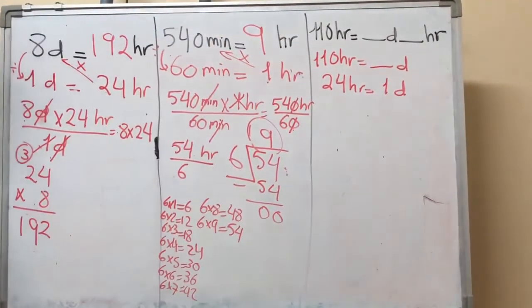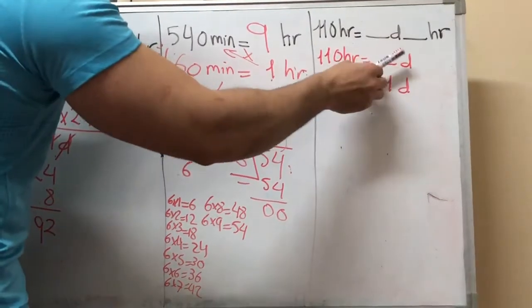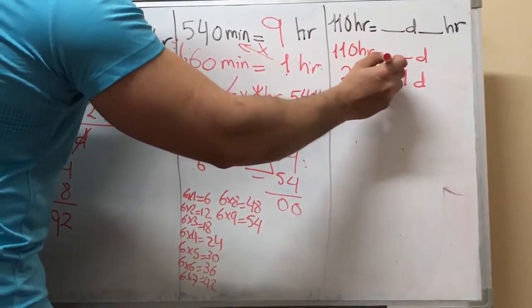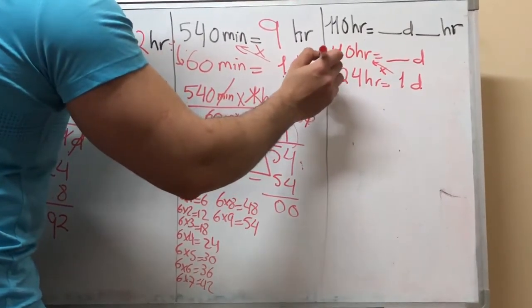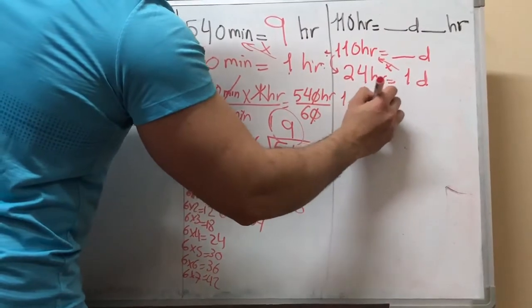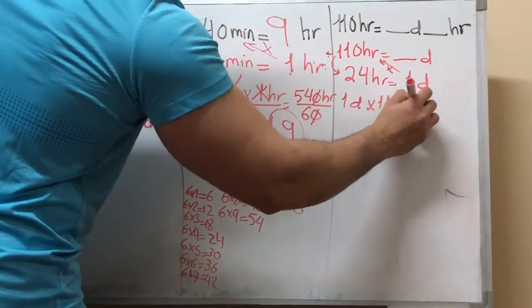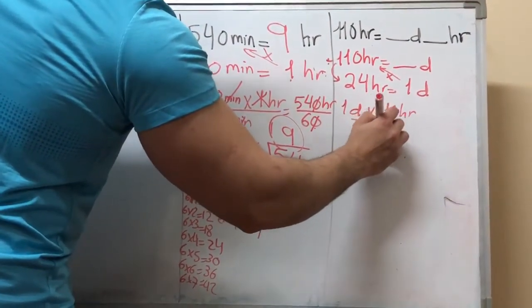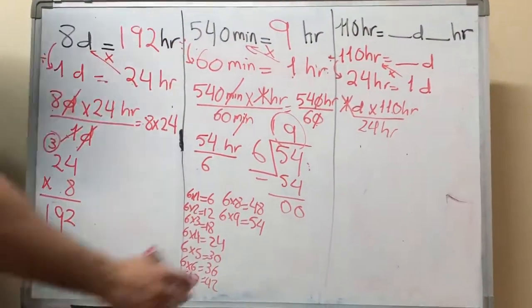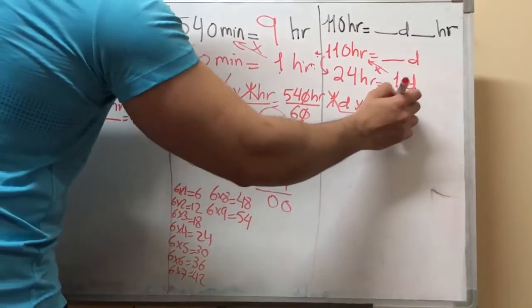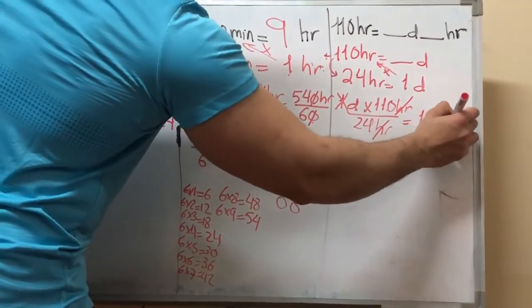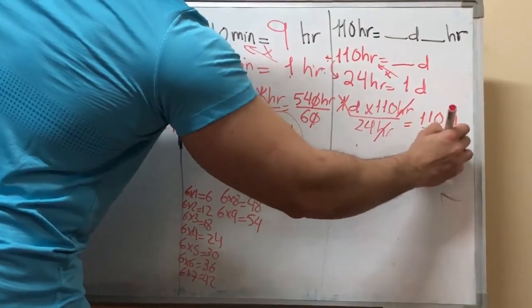This is the relationship. Which side of the x has the two numbers? This one. So I'm gonna multiply these numbers by each other and divide by this one. So it's 1 day multiplied by 110 hours over 24 hours. The 1 is insignificant. Any number multiplied by 1 is itself. And hours will go away with hours. So I am left with 110 days over 24.